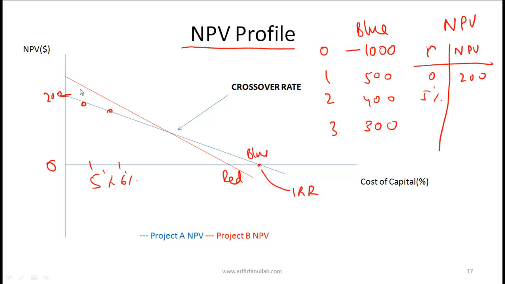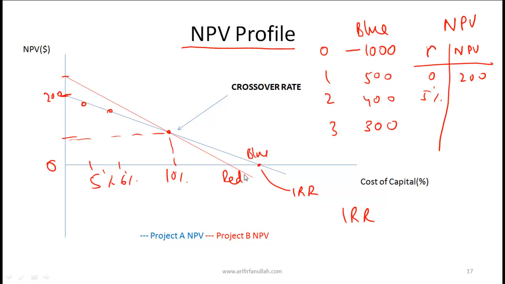Now similarly we can calculate the NPV profile of this red project, where this point represents the undiscounted cash flows and this point represents the IRR for the red project. So you can plot both of these on the same graph. This point here is referred to as the crossover point. So the crossover point is that rate of interest, let's say this is 10%. So this is the rate of interest or cost of capital where both projects give the same NPV.